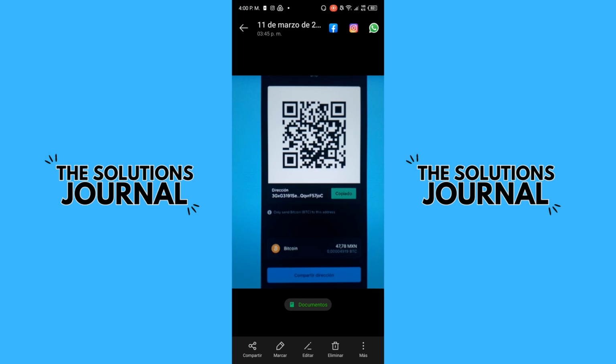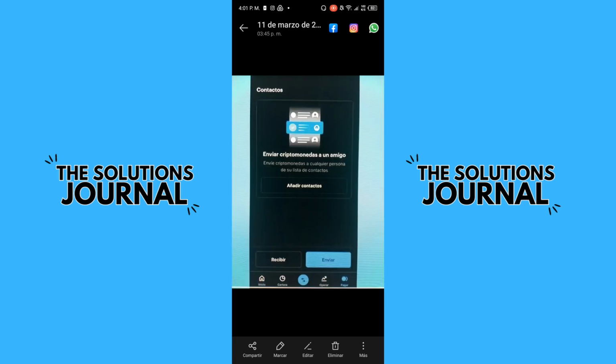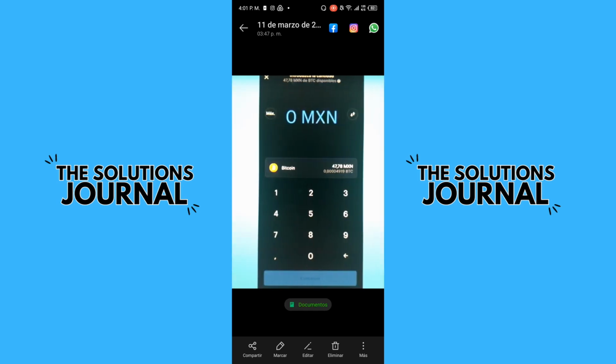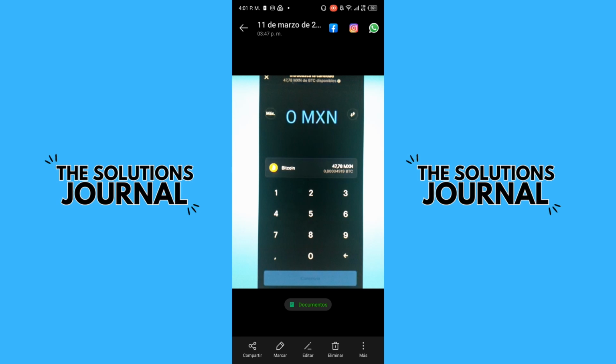But if you want to send the Bitcoin, the only thing you need to do is pick this option, the option of enviar. This option is send. You pick here, the option is send. And after that, you need to pick how much Bitcoin you want to send to this person. So this is the process. This is the way you can do that. You select how much you want to send, you pick continue, and you send the money. So this is the process.